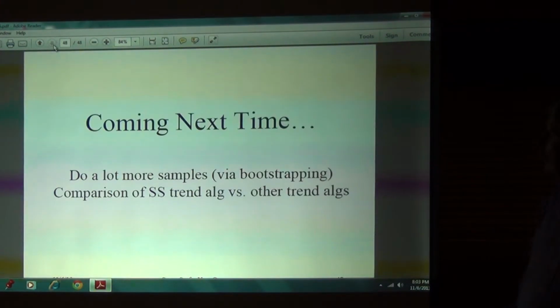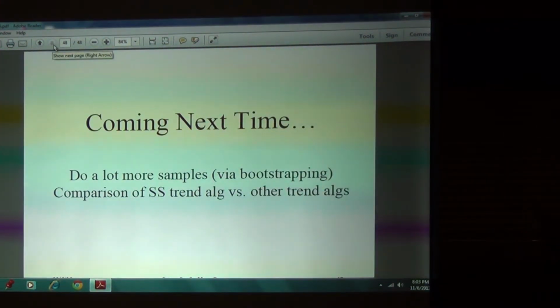Yes. Next time, I'm going to do more samples. Those of you who heard me talk earlier this week, I'm going to do the bootstrapping. Once you get a small set of samples, you can break them up and bootstrap them to get a large number of samples and get better statistics. I'm going to do that, okay? And maybe Joe will invite me back next time and I can chat about that.